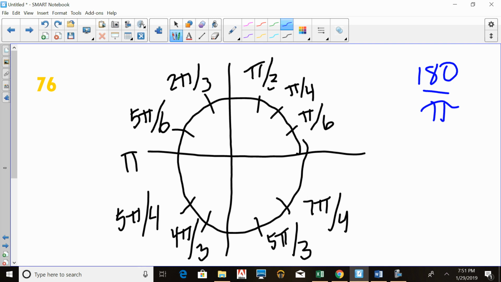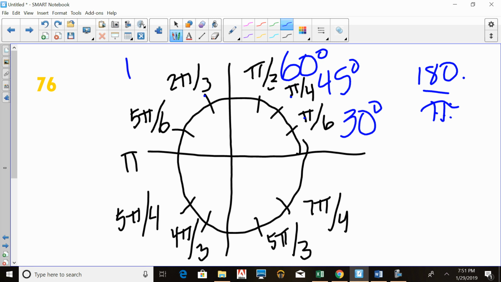If you multiply 180 over pi times pi over 6, the pi's go away, and 180 divided by 6 is 30 degrees. Pi over 4 times 180 over pi, the pi's divide out, and 180 divided by 4 is 45 degrees. Pi over 3 times 180 over pi, the pi's divide out, and 3 divides into 180, so it's 60 degrees. 2 pi over 3, well, pi's divide out, 3 divides into 180 60 times, and 60 times 2 is 120.